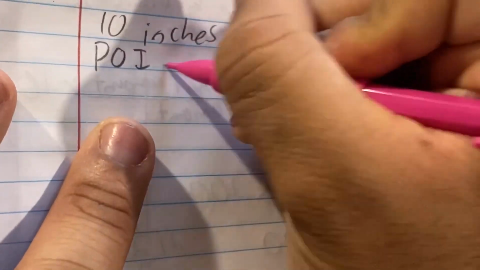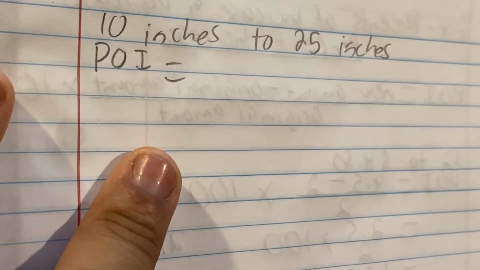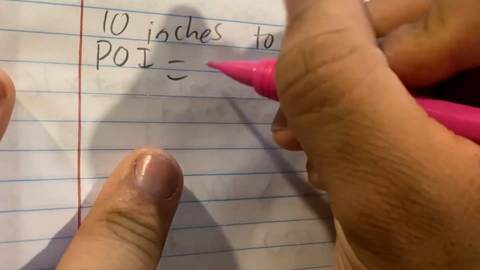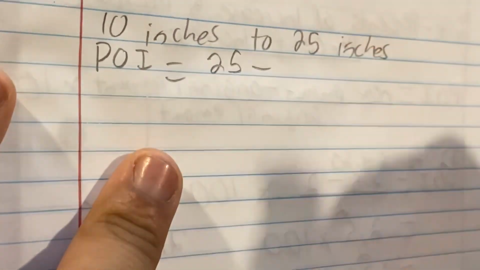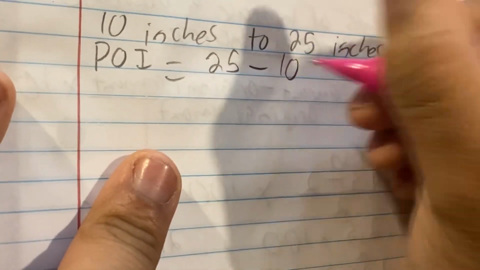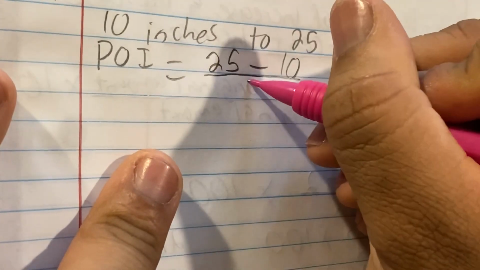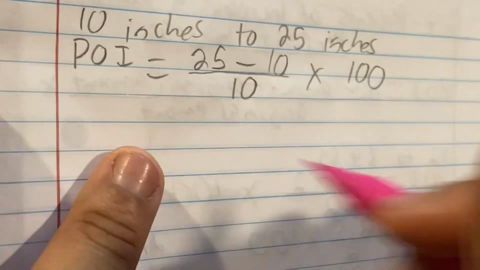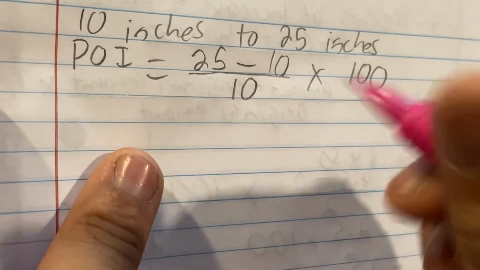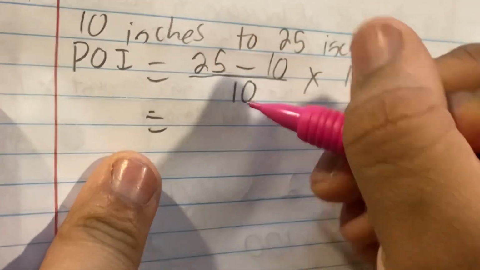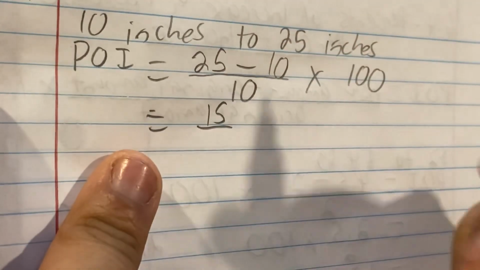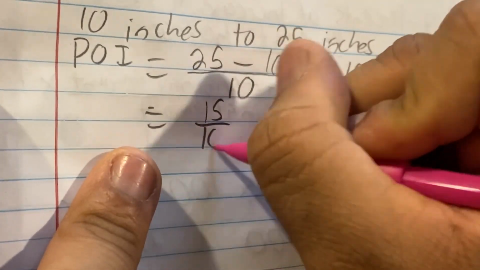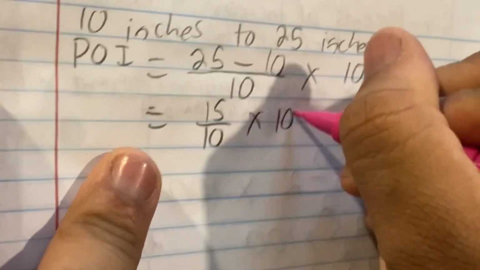So of course, our formula is POI, the percent of increase, is equal to the new amount, which is 25 inches, minus the original amount, which is 10 inches. Then you're going to divide it by the original amount, which is 10 inches. Then you're going to multiply it by 100. So let's go ahead and keep on going. So what's 25 minus 10? That's obviously going to equal 15. And then we're going to copy down the same 10 at the bottom and bring down the times 100.